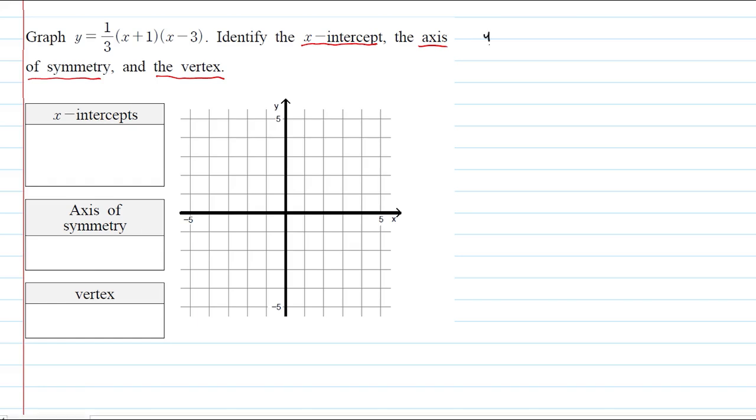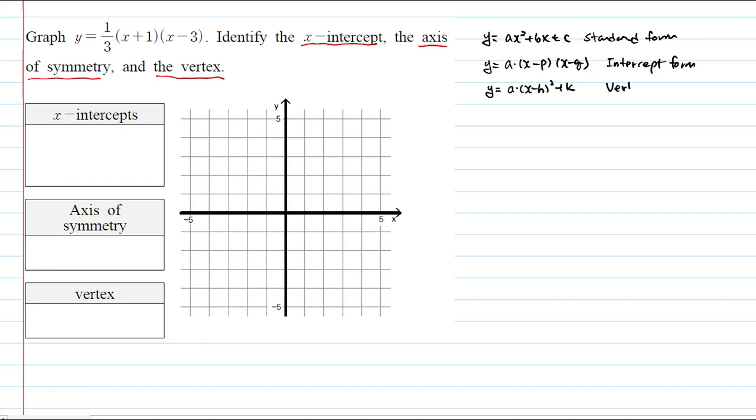So far we've learned y equals ax squared plus bx plus c. This is called the standard form. And then we've learned y equals a times (x minus p) times (x minus q). This is called the intercept form. And then we've learned y equals a times (x minus h) squared plus k. This is called the vertex form.